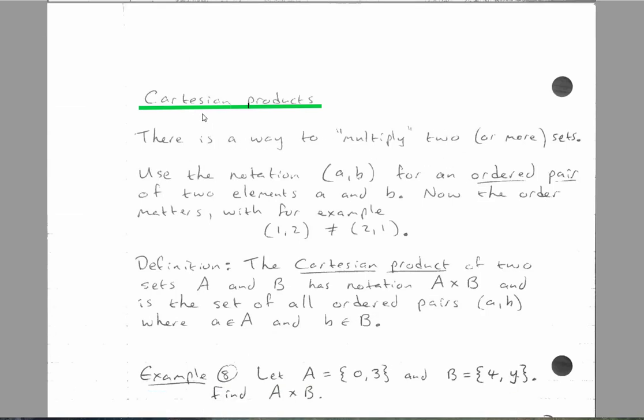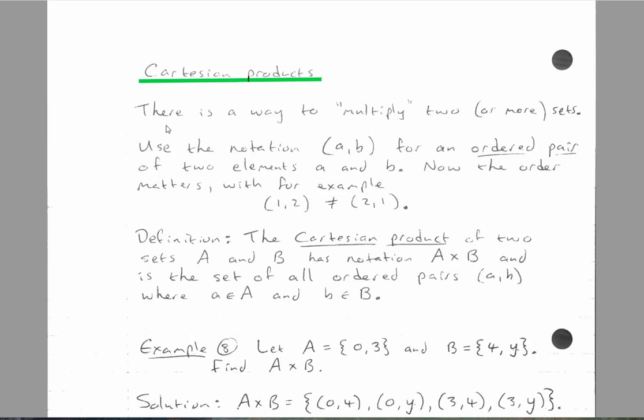And the last topic, Cartesian products. So this is a way to multiply two sets. First, we need more notation. If you see two things not between braces, this time between parentheses, in this context it means an ordered pair of two elements, a and b. If it was braces, it would be a set, but the parentheses mean it's an ordered pair.